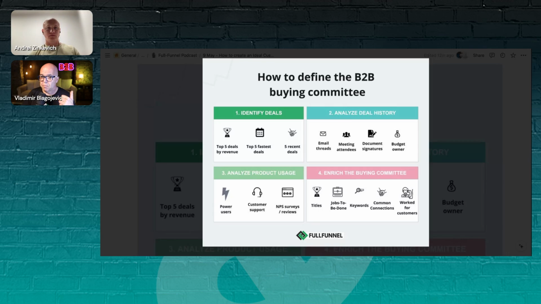You can look at product usage statistics if that's what you have, but you might also look at something like public reviews of your product, or if you're doing some sort of NPS scoring, you can look at the people who have submitted the NPS survey. Again, these are usually people who have the highest stake in a product. It could be an interesting role to target. And the final point here is that once you have collected these people from the deals, you want to try to understand as much as possible about those people.